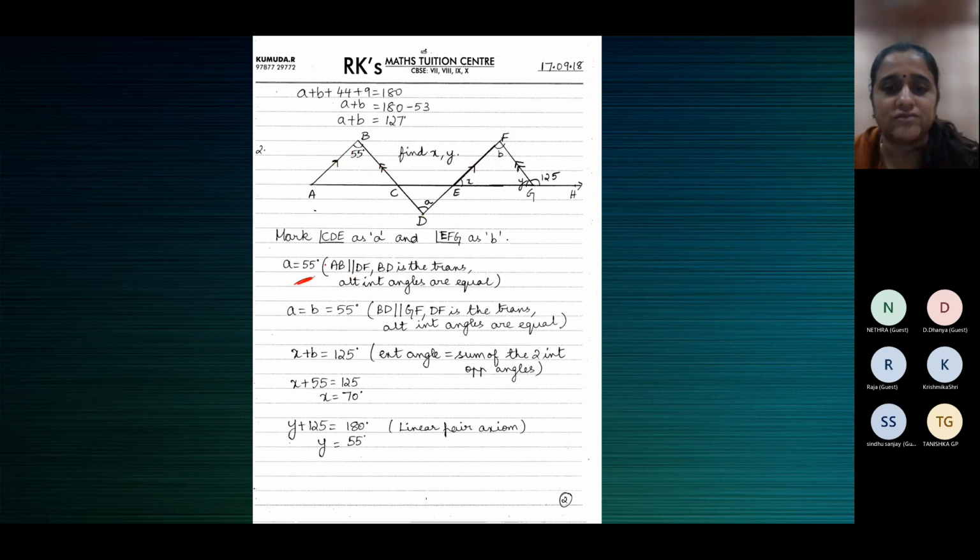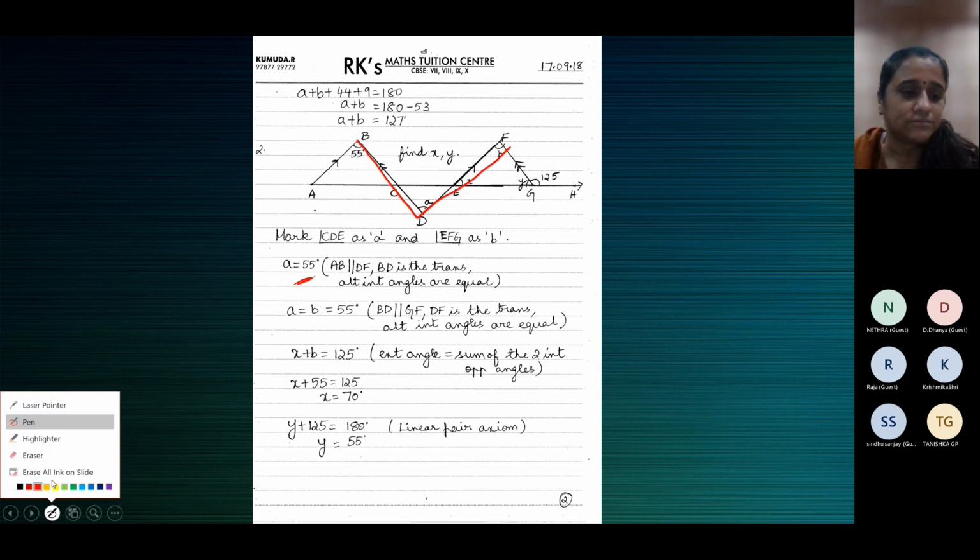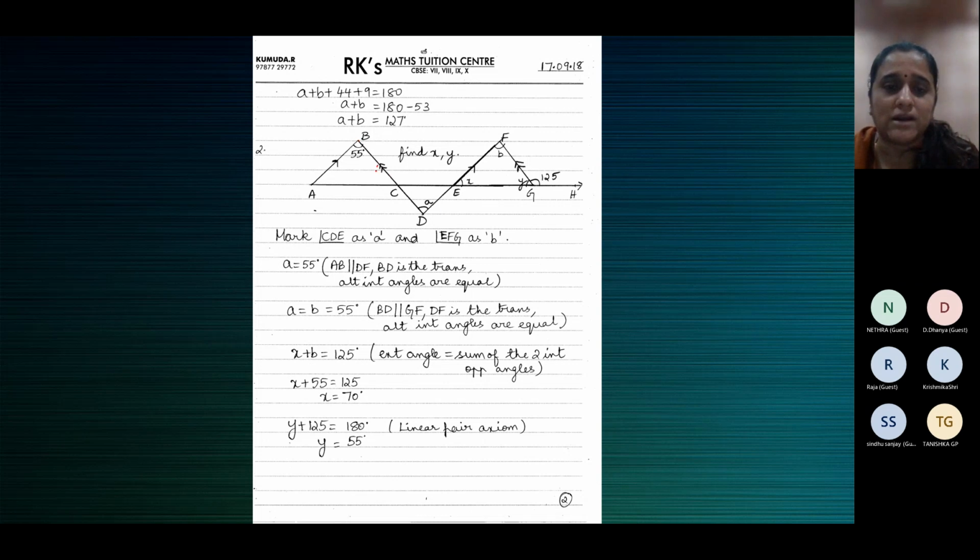Next, now we got A is 55. When A is 55, B is also 55 because again alternate interior angles. See, these are the two parallel lines. We are talking about this line and this line. Parallel line, transversal, parallel line. This line is parallel to this line. So we have a formation like this: parallel line, transversal, parallel line. So this angle, which is called A, is equal to B.